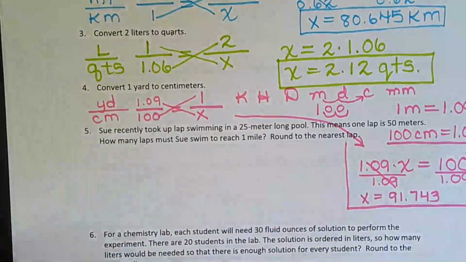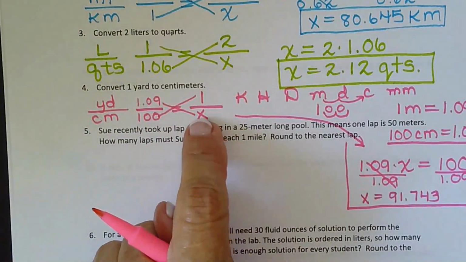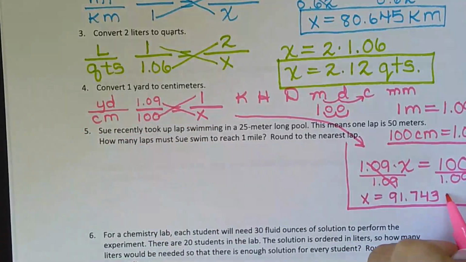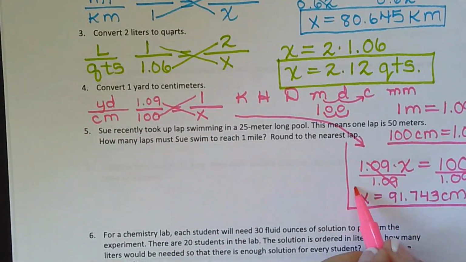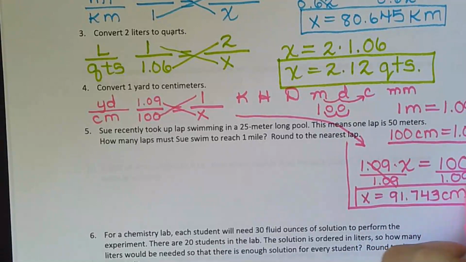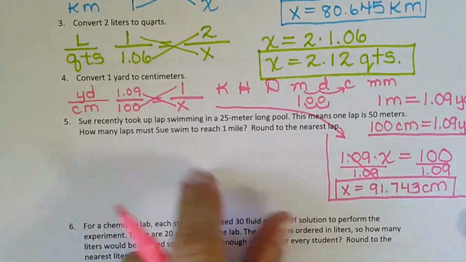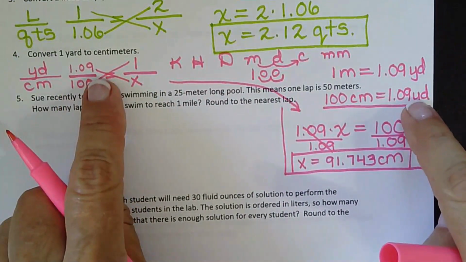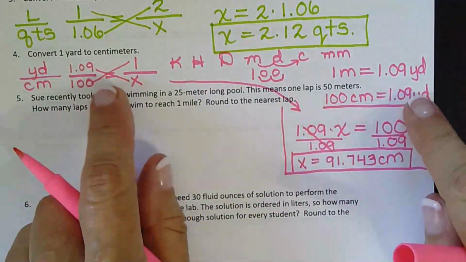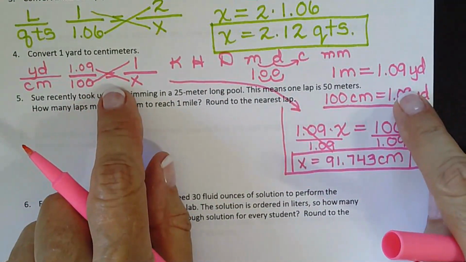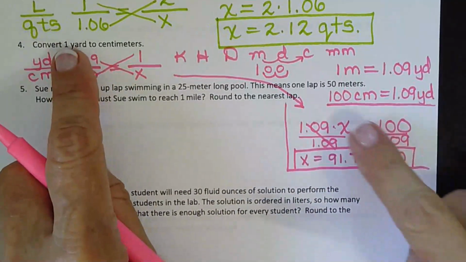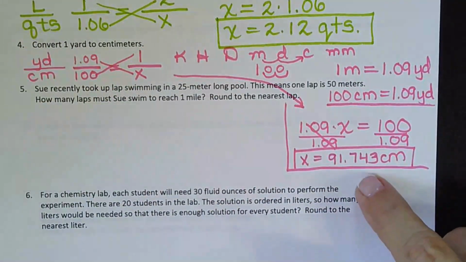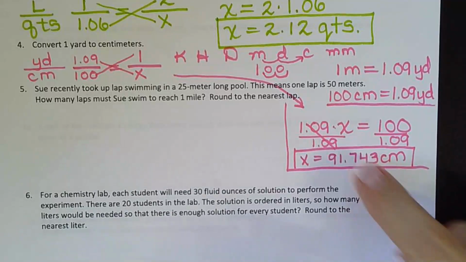Yep. And then I look at my proportion to see that is centimeters. And we knew it was going to be close to 100 because 100 centimeters is 1.09 yards. So a little less than 1.09, 1 yard would be a little less than 100, and you can see that answer makes sense. That's a little less than 100.